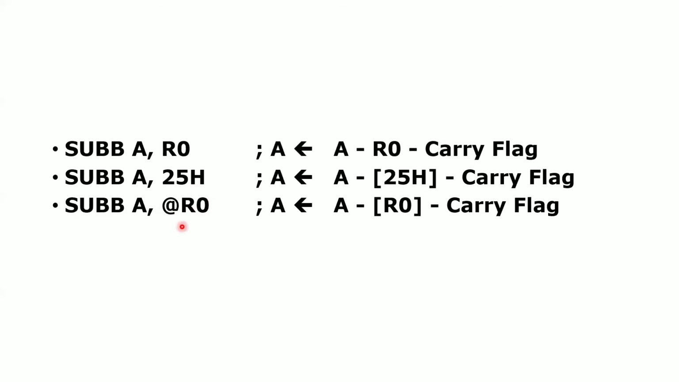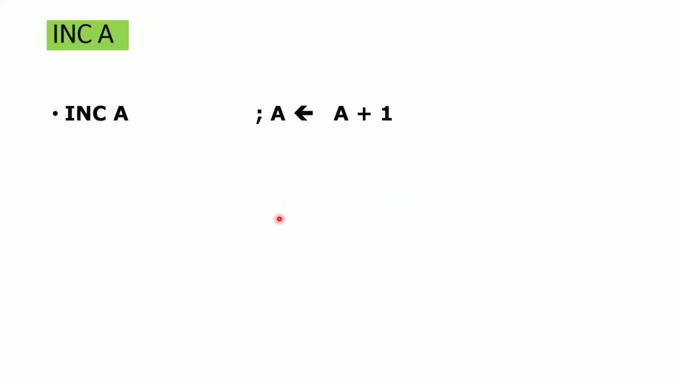Whenever there is @R0, whatever value is present in R0 becomes the address. Go to that address and get that value, subtract from A along with the carry flag and store that result inside your A register. So these are simple addition and subtraction operations.